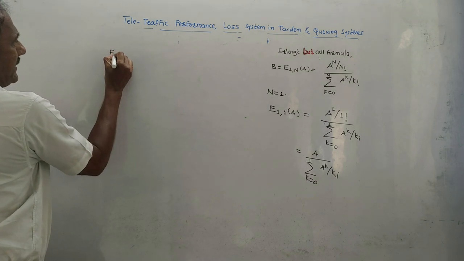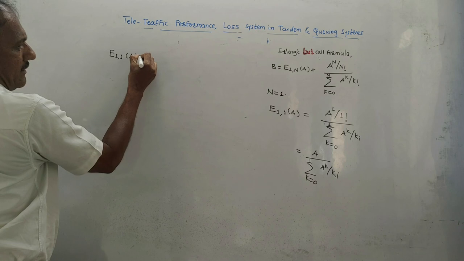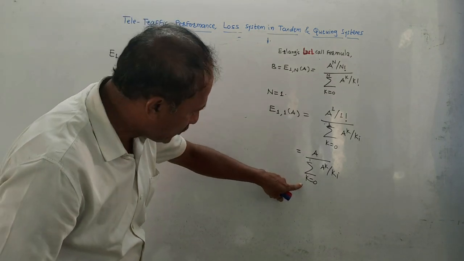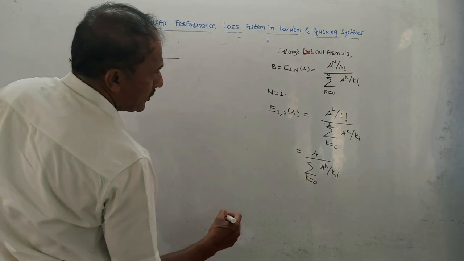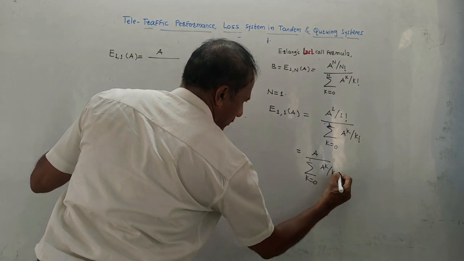So the equation can be written as E1(A) = (A/k!) summation. Expand this summation: first put the value of k as 0, then put 1, wherever there is k, first put 0. So this is k factorial, this is also k factorial.